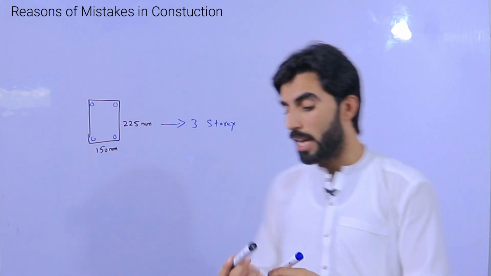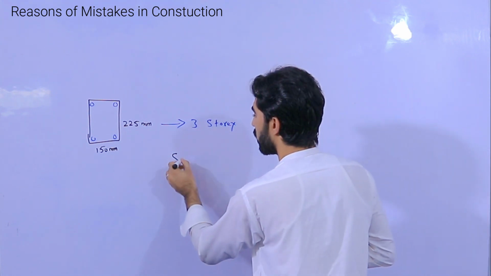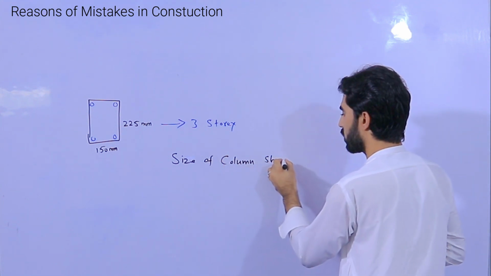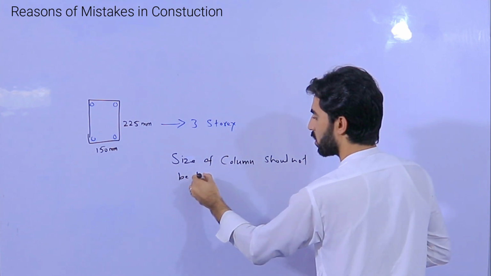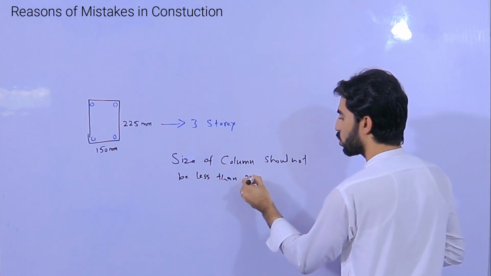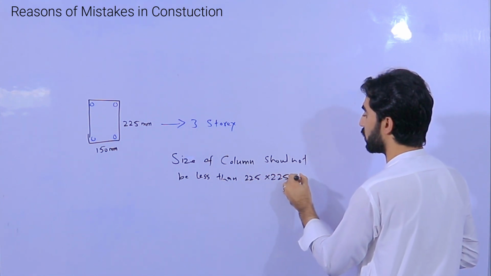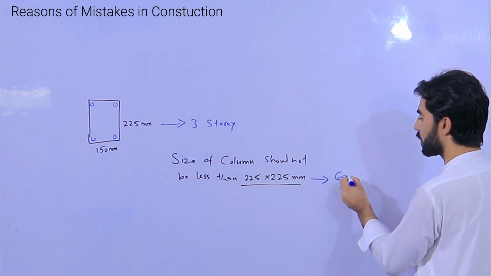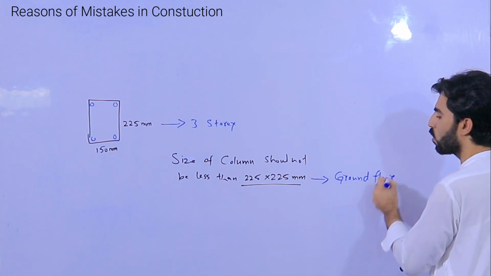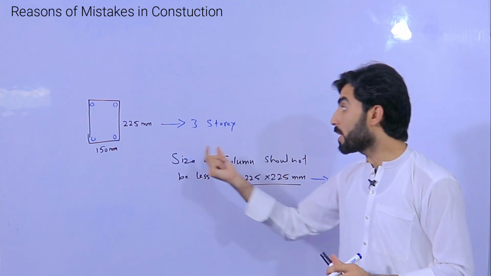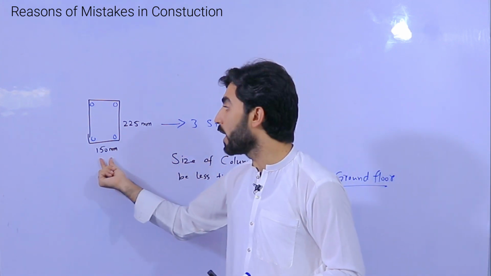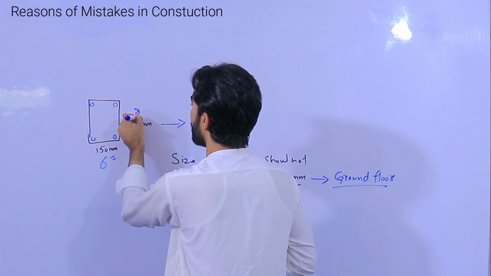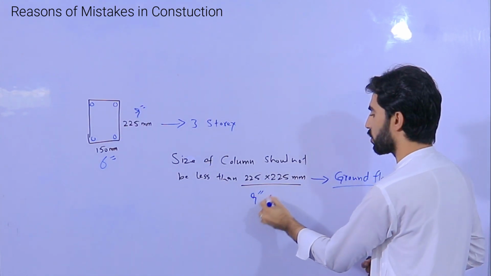But in a lot of lectures I have discussed that the size of the column should not be less than 225 by 225 millimeter, just for the ground floor and also the first floor of a residential building. If you have a first floor or ground floor, for both you can take this size. But how can you take the column size 225 by 150 mm for 3-story? It means this is 6 inches by 9 inches, and this means 9 by 9 inches.